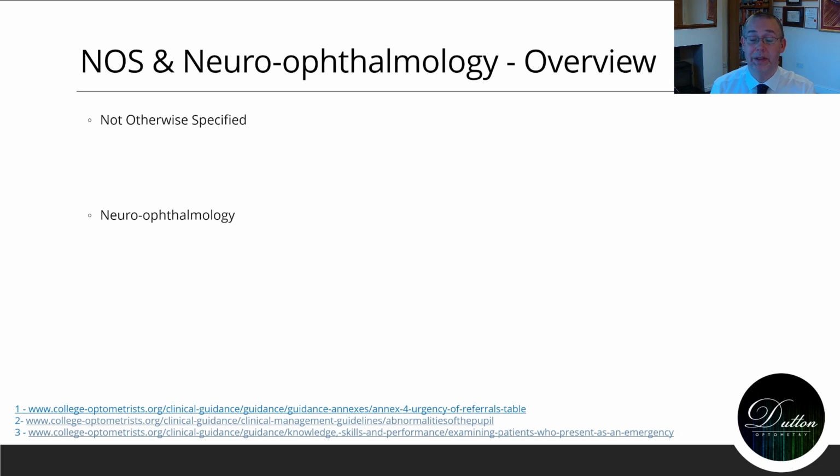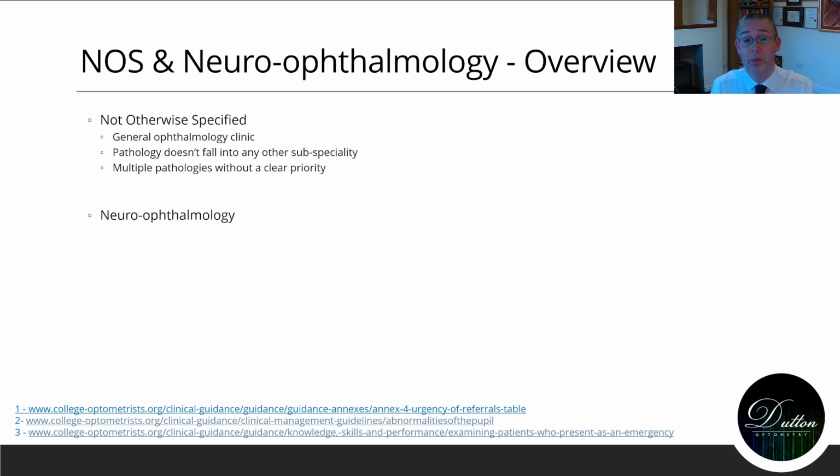Let's drill down a bit into what goes on in these clinics. Starting with Not Otherwise Specified, this is a general ophthalmology clinic, and typically the referrals that are sent there would be for pathology that doesn't neatly fit into any other subspeciality. So it may be a vague symptom like discomfort in a white eye, for example. Or it could be a referral with multiple pathologies, but none of them are particularly acute, or none of them particularly jump out as a priority.